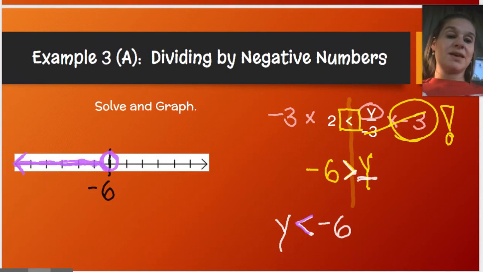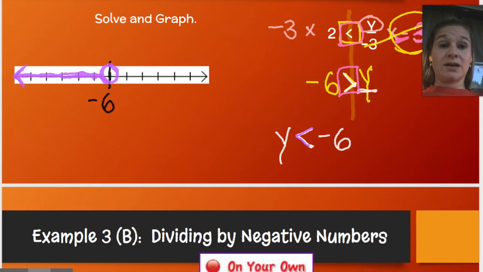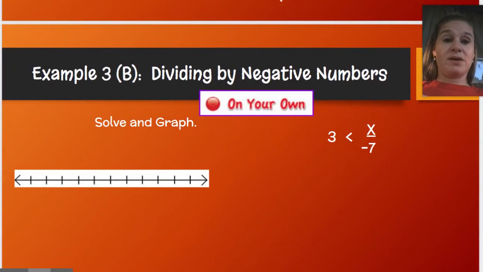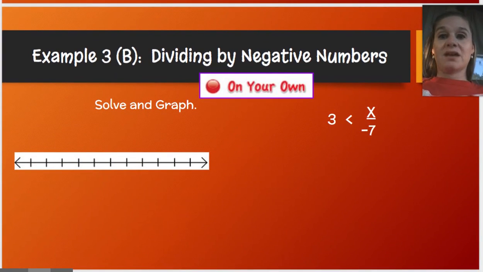So the biggest change on this one is flipping the inequality sign when we divide by a negative. That negative was what caused us to flip it. So I would like for you to go on and try example 3B, which is very similar to the example we just did. And hopefully you will have some success with that. Good luck.